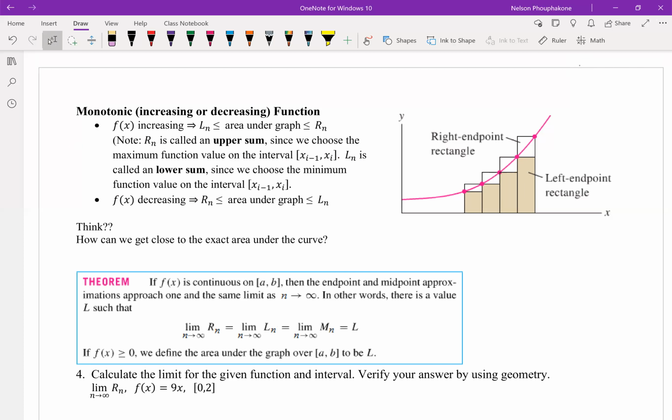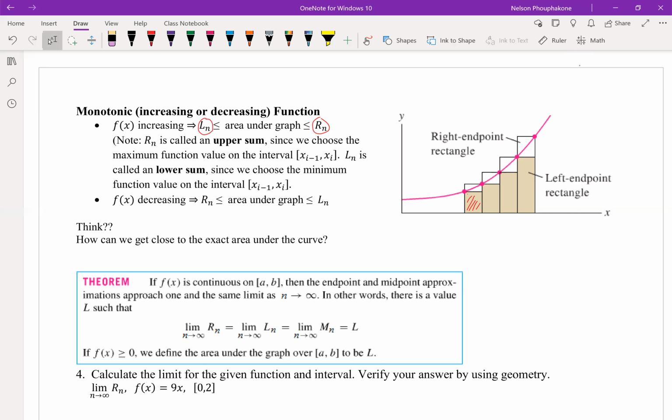Okay, so monotonic means increasing or decreasing functions. A monotonic function is basically a function that is increasing or decreasing. So if the function is increasing and we work with the left endpoint, then in this case we underestimate the result, right? If we work with the right endpoint, then it will be an overestimate.